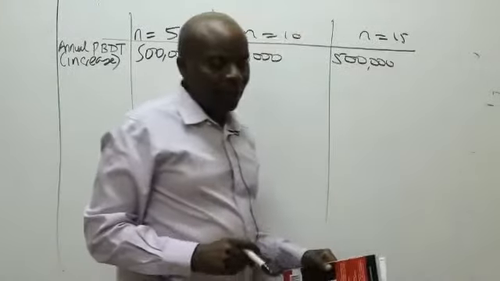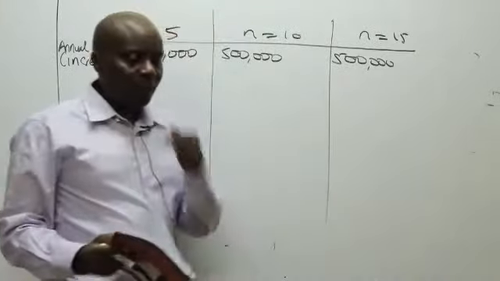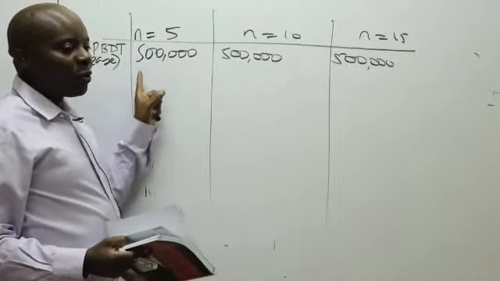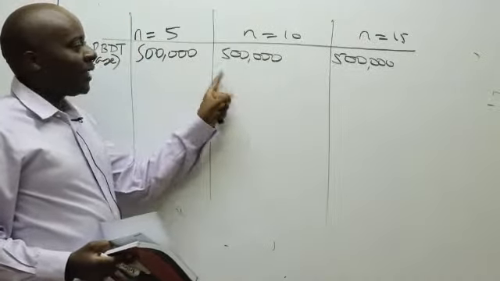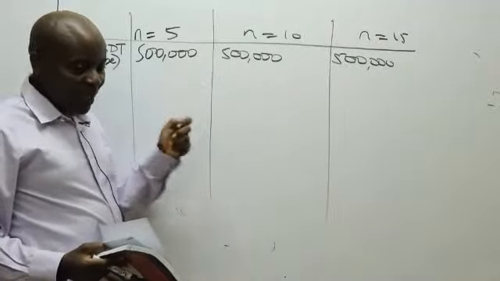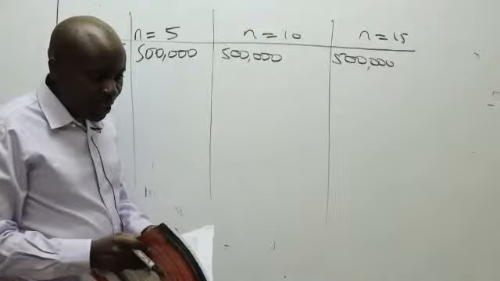Great. 500,000, 500,000, 500,000. Remember, it's annual. So don't multiply this by 5, multiply it by 10. I saw so many students doing it wrongly. It's annual, it's every year.